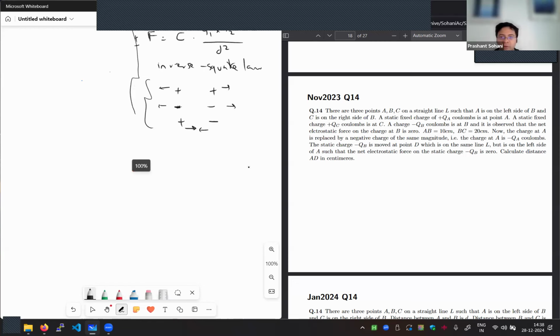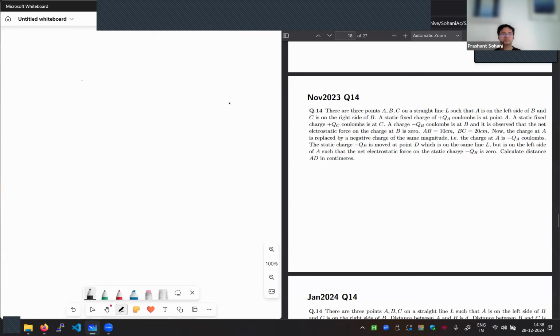So with this understanding, if you look at the first question, what is given is that there are 3 points A, B, C on a straight line. And I think the distances between them are given. AB is 10 centimeter and BC is 20 centimeter. And then some scenarios will be given.